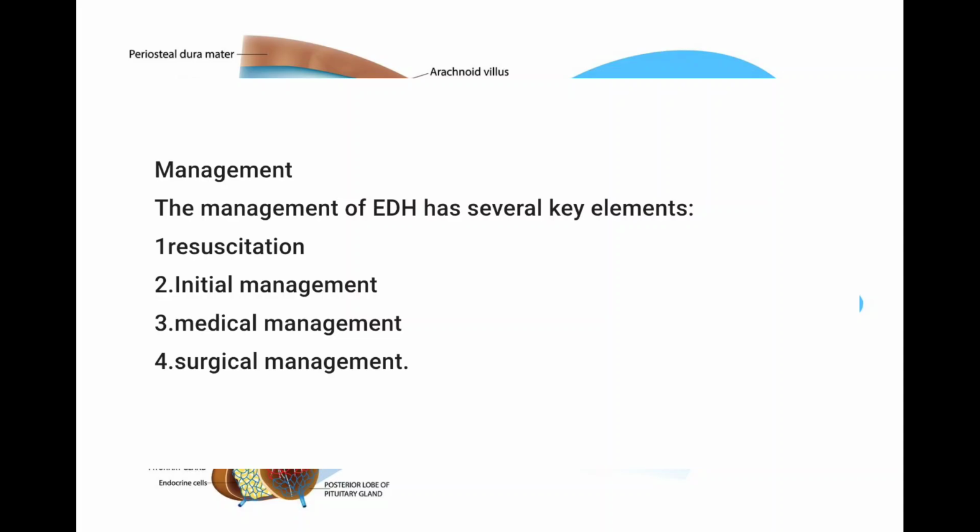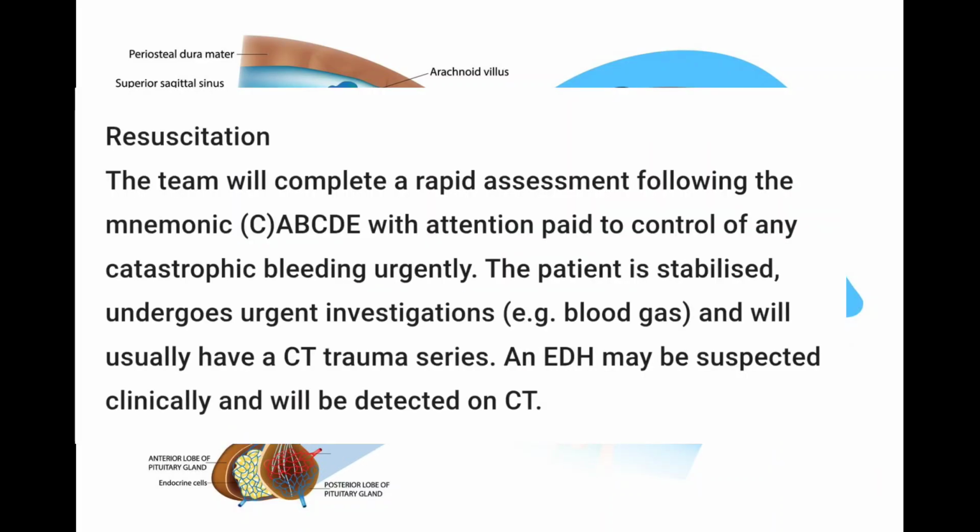Management. The management of EDH has several key elements: 1. Resuscitation, 2. Initial management, 3. Medical management, 4. Surgical management. Resuscitation. The team will complete a rapid assessment following the mnemonic C-ABCDE, with attention paid to control of any catastrophic bleeding urgently. The patient is stabilized, undergoes urgent investigations, for example blood gas, and will usually have a CT trauma series. An EDH may be suspected clinically and will be detected on CT.